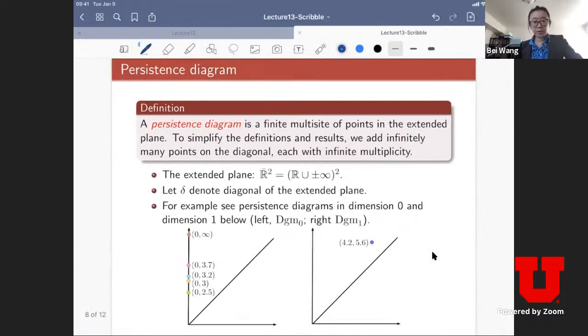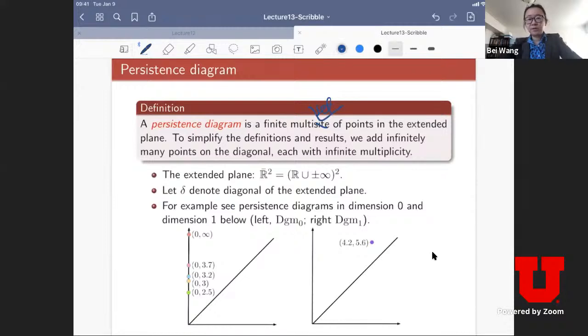So, okay, the formal definition, right? Now I showed you a bunch of pictures, the formal definition says that the persistent diagram is a finite multiset of points in the extended plane. Okay.